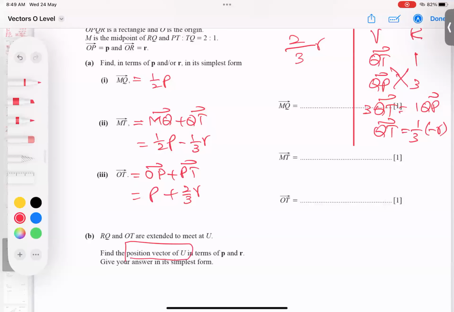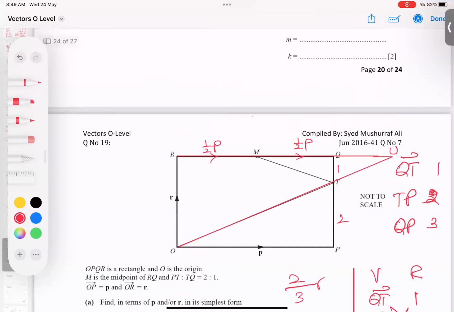Position vector of U. Whenever the word position vector comes, start from O. So OU is my question, and let's see how we can get it. OU. So I have two choices. O to T, T to Q is a little hard, and O to R, R to Q, and Q to U. The problem is that I know this, but the only thing missing is QU.